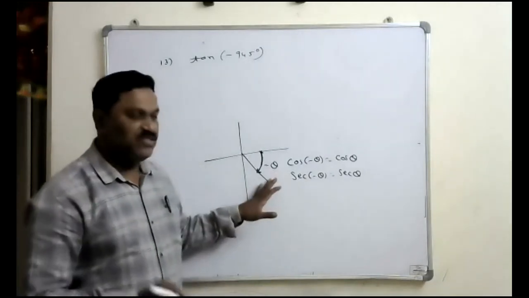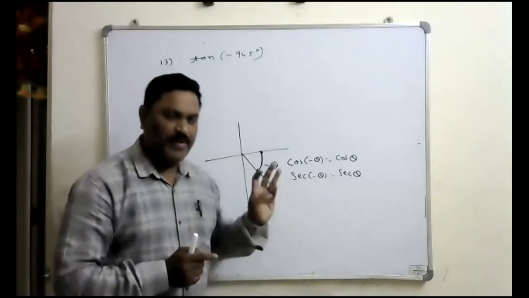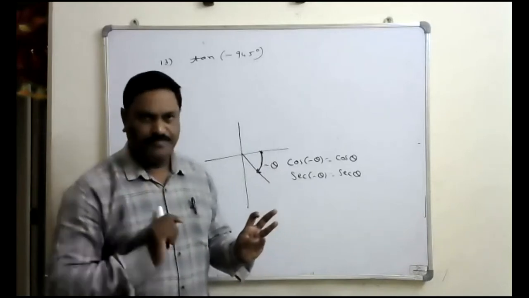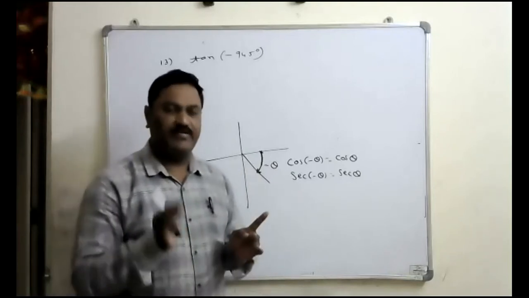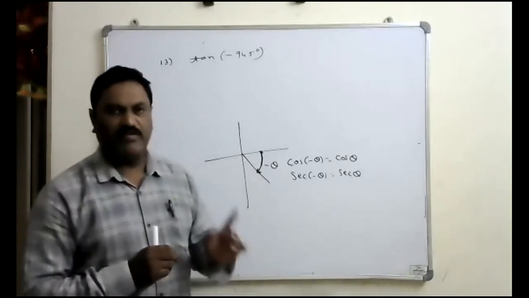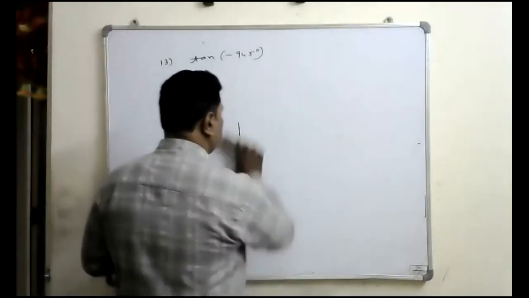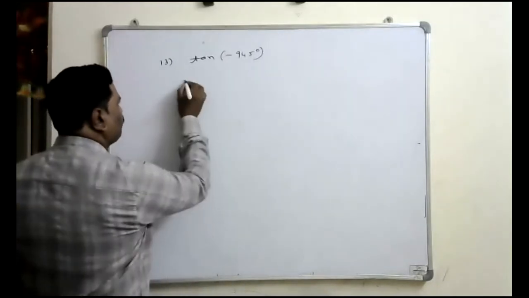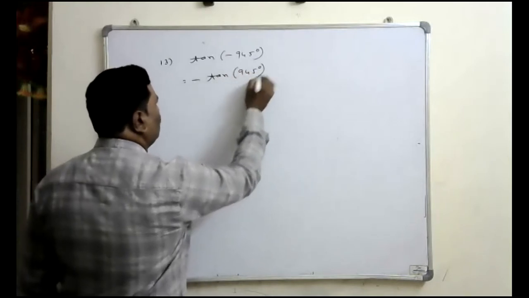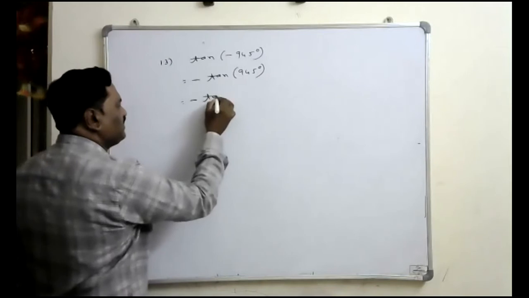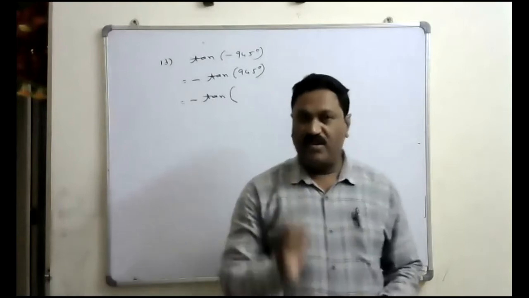That's why whenever you have a negative angle, the minus sign we can write outside for the remaining. Sine of minus theta is minus sine theta. Tan of minus theta is minus tan theta. Cot of minus theta is minus cot theta. Cosecant of minus theta is minus cosecant theta. Okay, so here also tan of minus, that minus we can write outside: minus tan 945 degree.